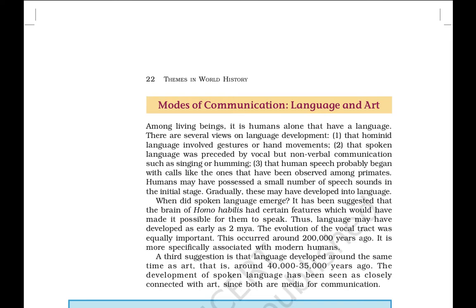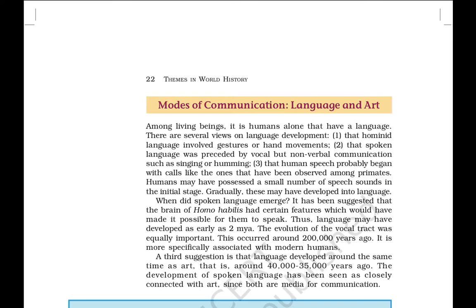Gradually, these may have developed into language. When did spoken language emerge? It has been suggested that the brain of Homo habilis had certain features which would have made it possible for them to speak. Thus, language may have developed as early as 2 million years ago.